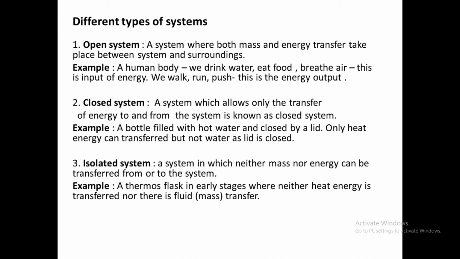So there are different types of systems. A system where both mass and energy transfer take place between a system and its surroundings is called an open system. That means there is physical mass transfer and there is energy transfer. So energy is converted into work. So in an open system, there is both mass and energy transfer.